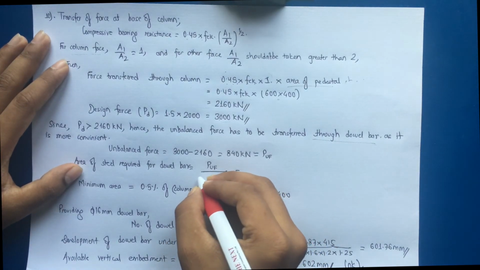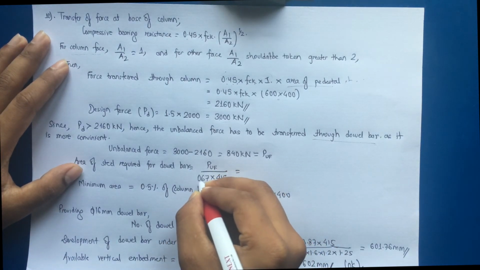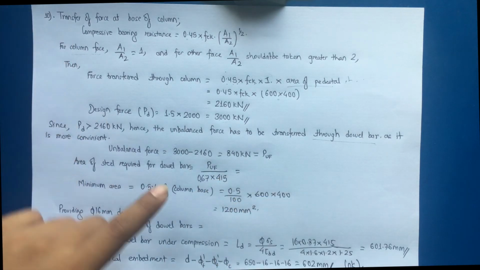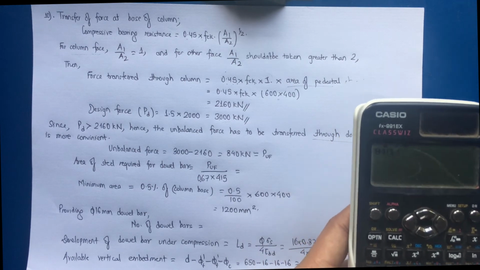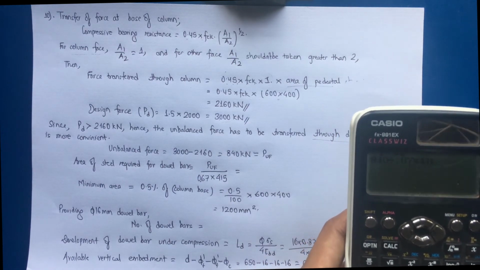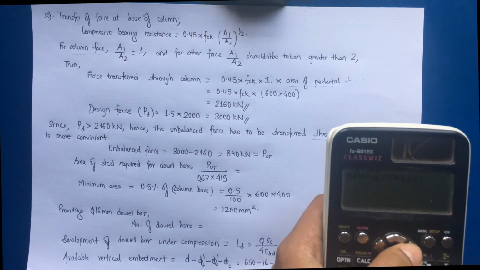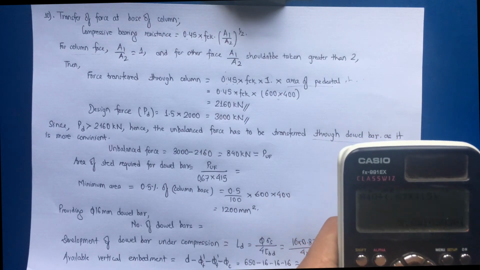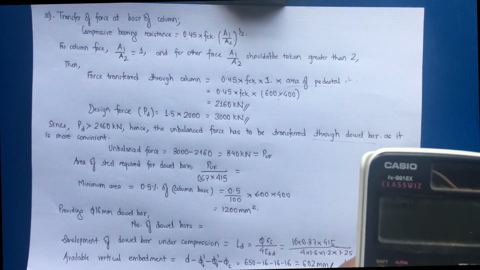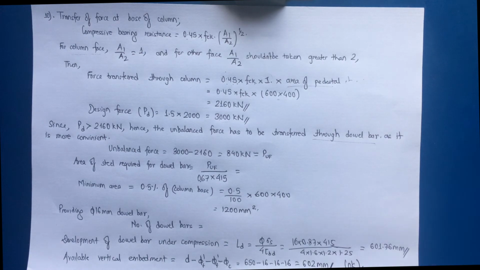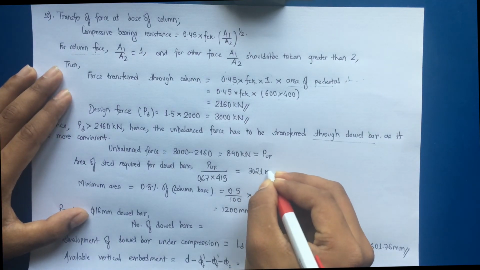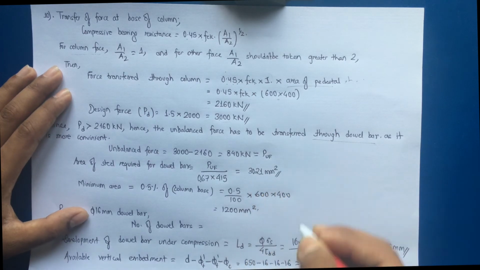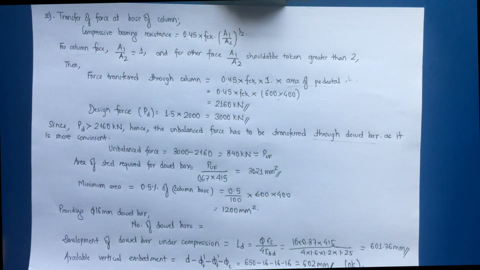For now I'll be taking 0.675 times fy. So this comes as 840 divided by 0.67 into 415, which is 3021 mm square. So this is the area of steel required to transfer the unbalanced force.